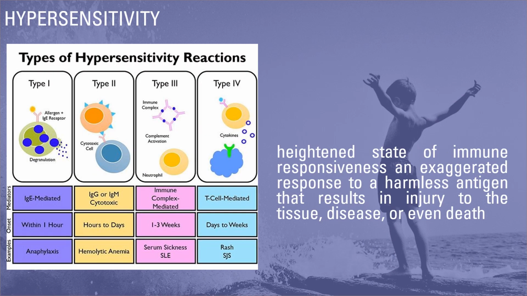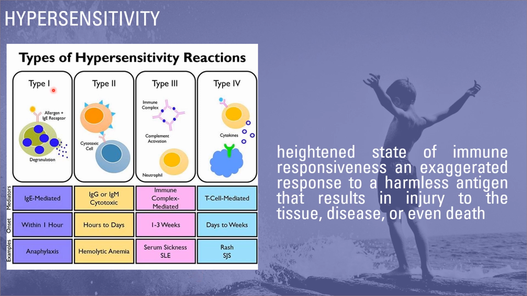So what is hypersensitivity? Hypersensitivity is a heightened state of immune responsiveness and an exaggerated response to a harmless antigen, which results in injury to the tissue, can cause a disease, or even death. Hypersensitivity happens when our immune system is unable to process the antigens in our body or the antigens from the outside environment to our body and reacts in a certain way that is already harmful to the self.